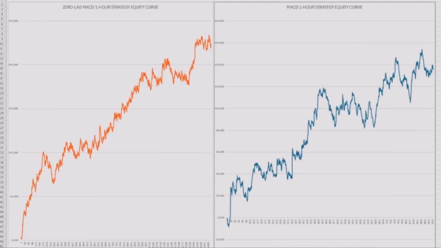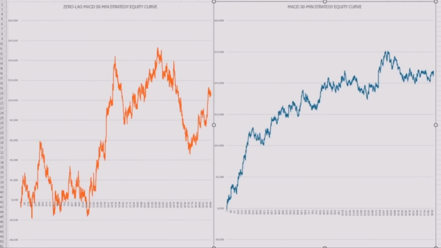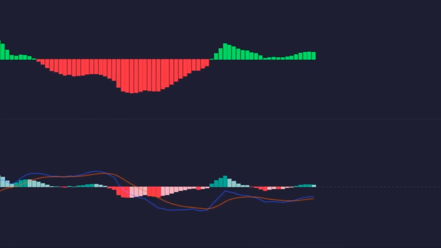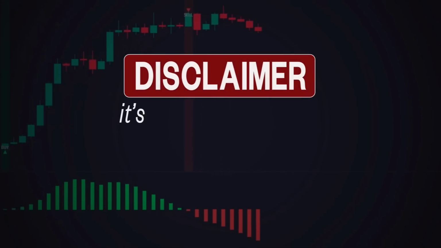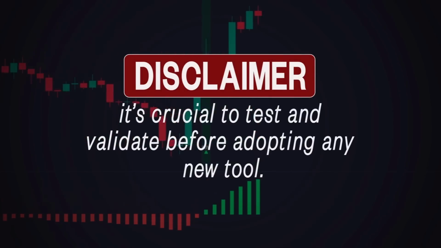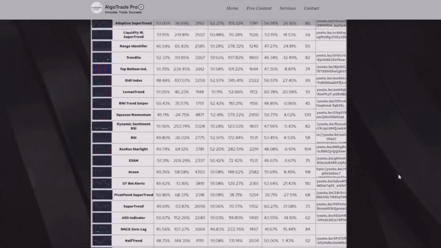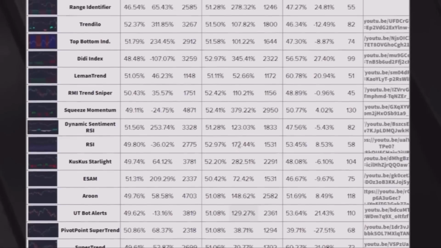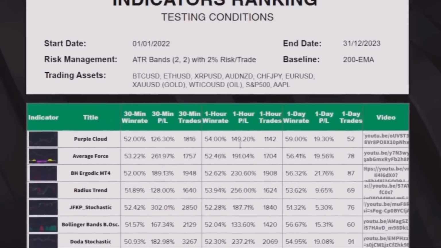So, while the zero lag offers some advantages, mainly on the 1 hour time frame, it doesn't outperform the standard MACD across the board. The results highlight that newer isn't always better. It's crucial to test and analyze before adopting any new tool. After evaluating the zero lag MACD alongside other indicators in this series, I've decided to place it in this position on our ranking table. Tell me in the comments if you agree with this position or not.